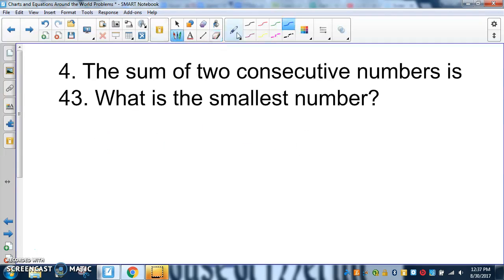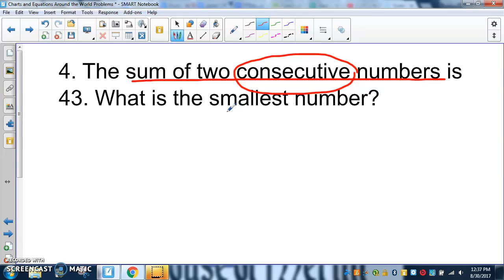Take this one, for example. This is similar to number 4 in your homework. It says the sum of 2 consecutive numbers is 43. Well, here's the catch on this. You have to understand what the word consecutive means. That is the comparison. Consecutive means in order, kind of like the word chronological.